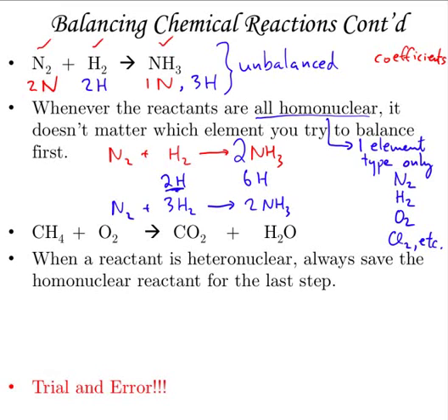Okay, so before we move on, another thing I just want to point out is the following. When you have the coefficient and a subscript, you just multiply them together to get the actual number. That's how we get 6 hydrogens there. So coefficient multiplied by the subscript.